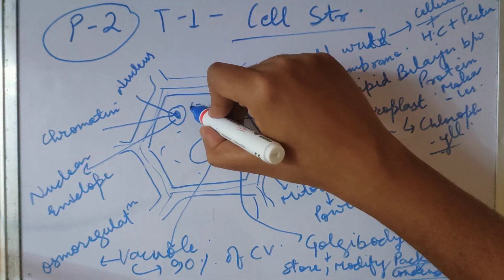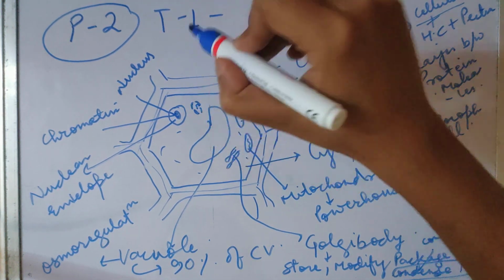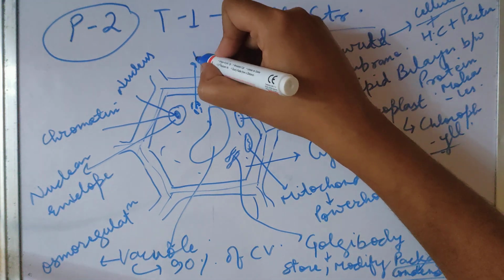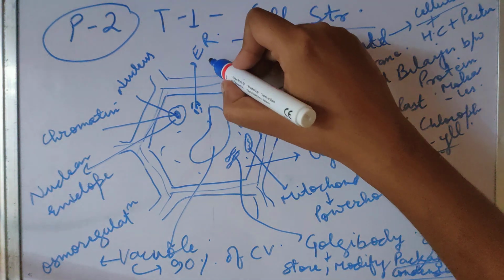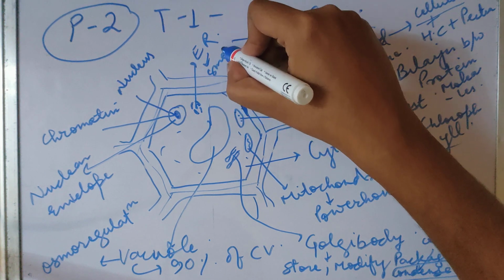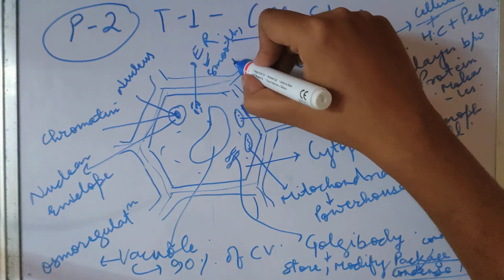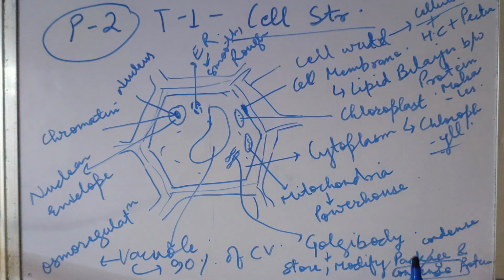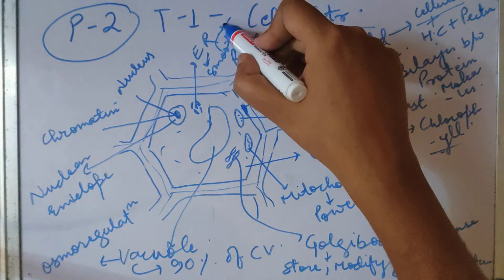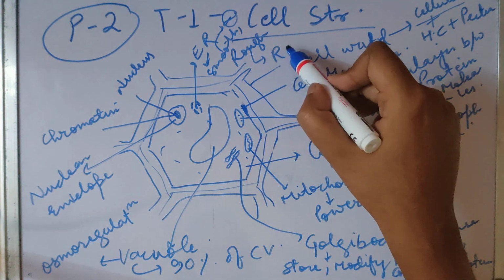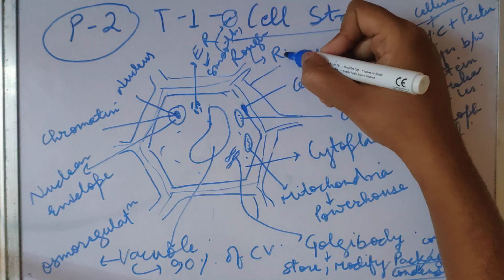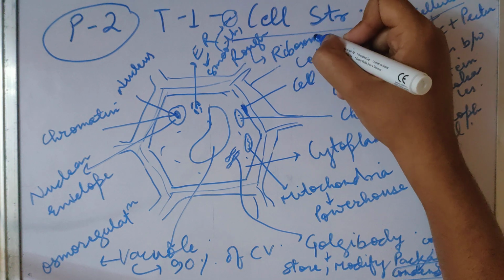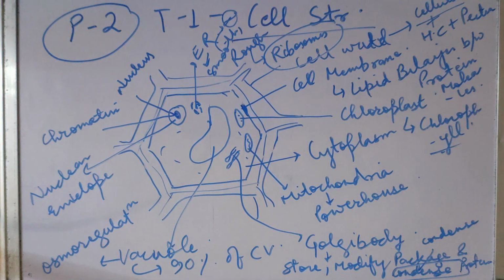And you will also see some endoplasmic reticulum here. ER or endoplasmic reticulum is both smooth as well as rough. The smooth endoplasmic reticulum doesn't contain ribosomes, whereas rough endoplasmic reticulum contains ribosomes, which makes it rough. So this is an overall ultrastructure of a plant cell. Hope you all understand it. Now moving on.